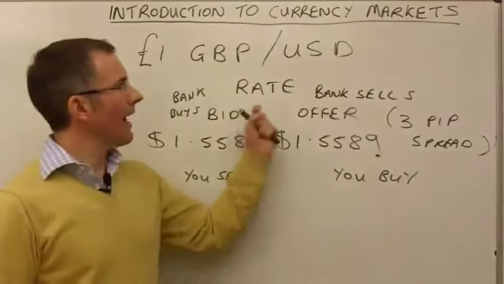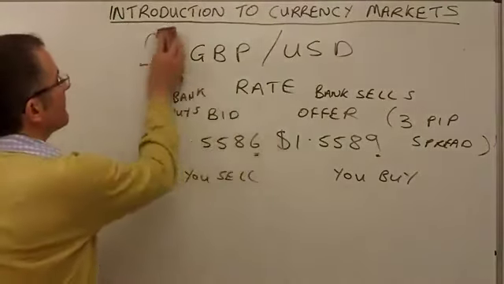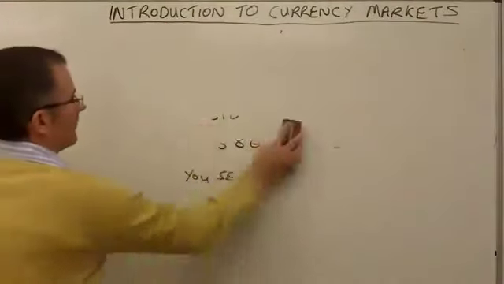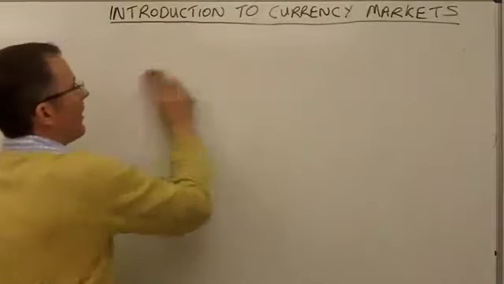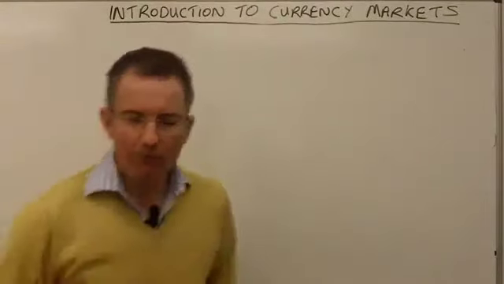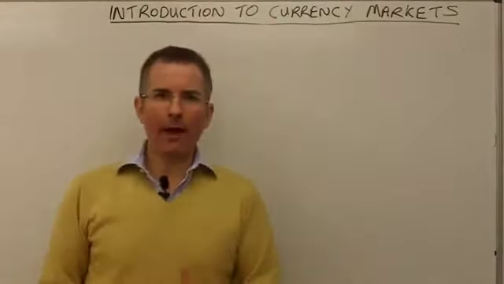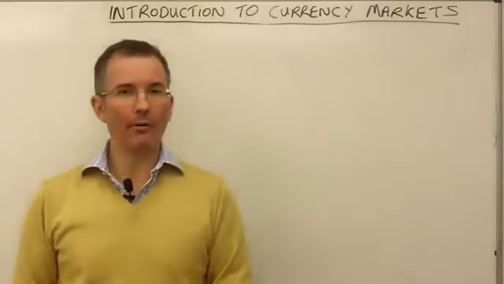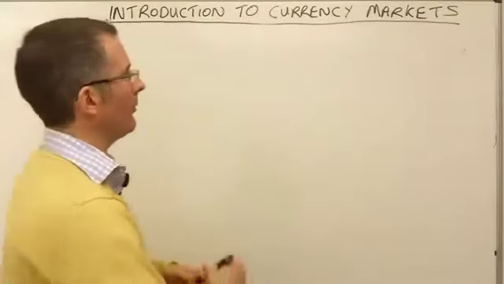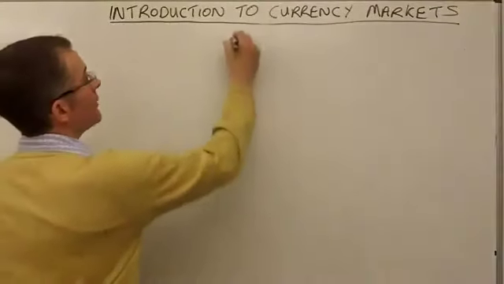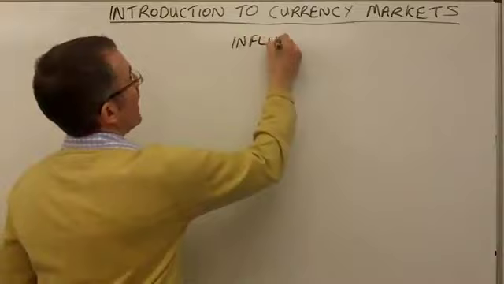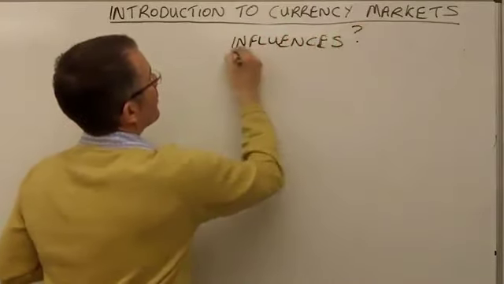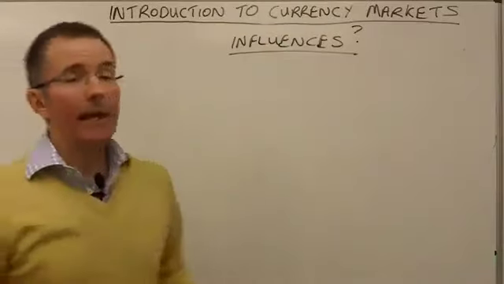What influences that rate? It's all very well saying, well, I now know roughly what it means to buy and sell US dollars using sterling, for example, but why would I? If I was looking to trade, what influences the price of a currency or the exchange rate? And the answer is, there are many factors. So what are the influences on a currency pair?